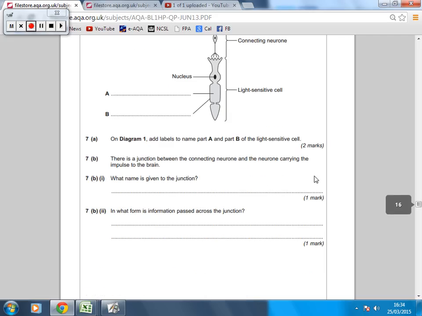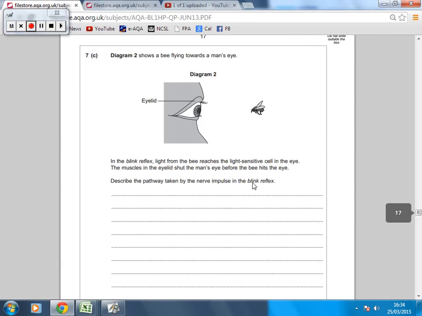The junction between the neuron, connecting the neuron and the impulse to the brain, what name is given to the junction? So again, just a keyword. And in what form is information passed across the junction? Again, a sensible answer there will get you the mark.